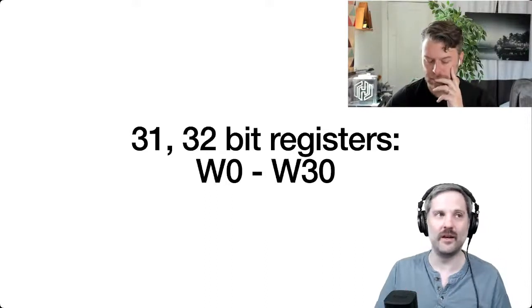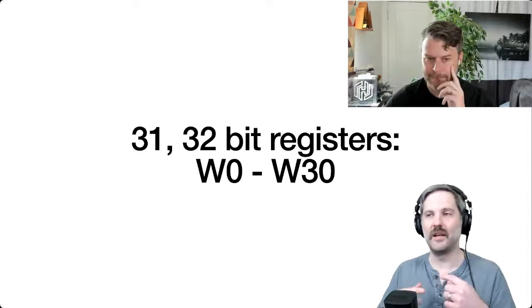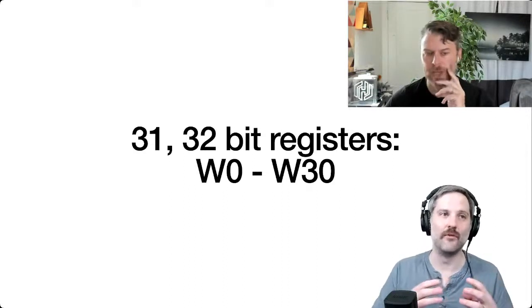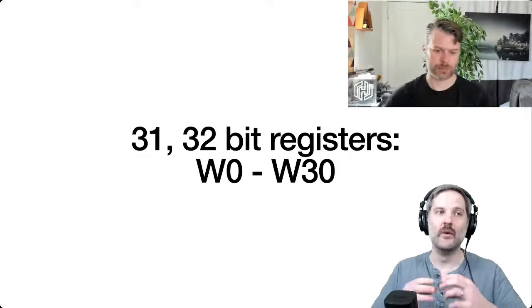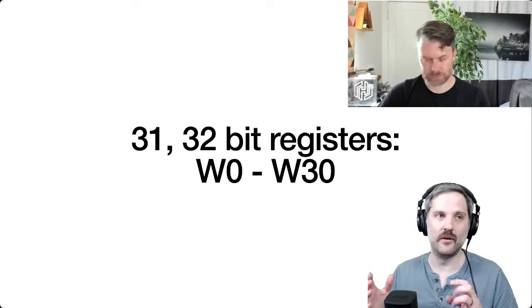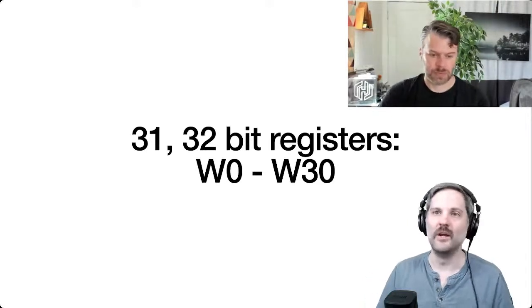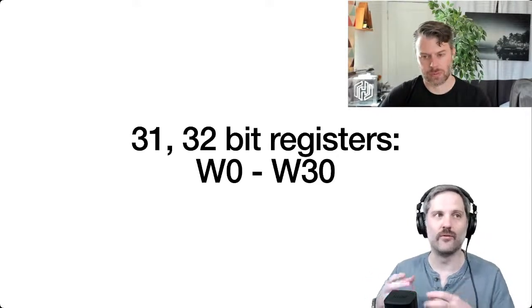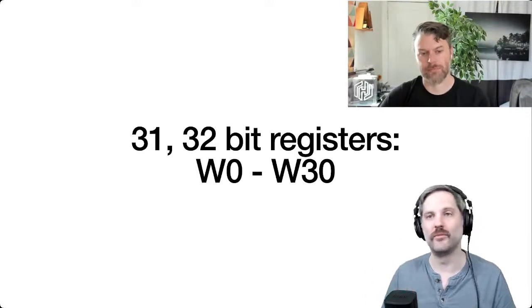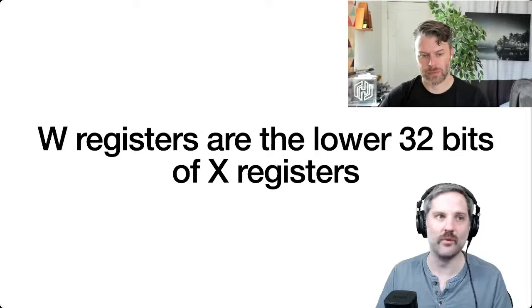But it also has 31 32-bit registers, but that's not actually true. These 32-bit registers are the same as the 64-bit registers. It's just that we only look at the bottom 32 bits of that register. So if you see X0 versus W0, the W0 just means we're looking at the bottom 32 bits of the register, which of course I put into a slide.